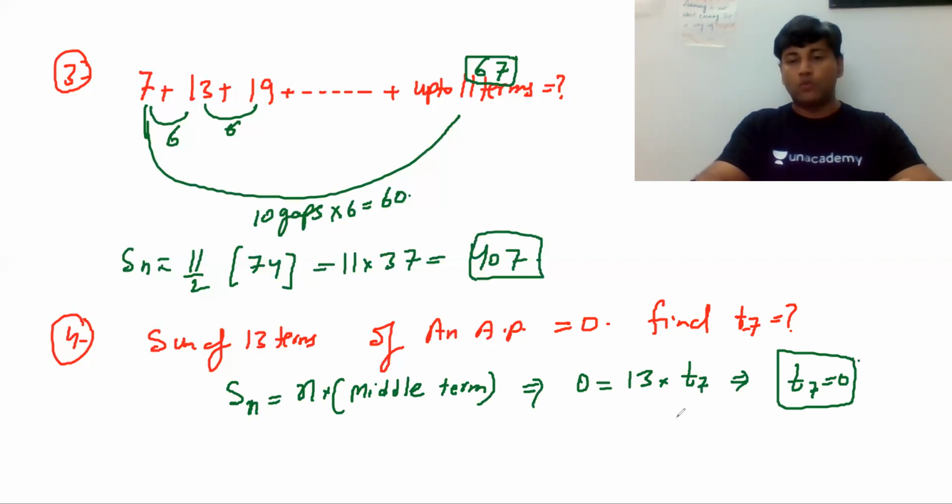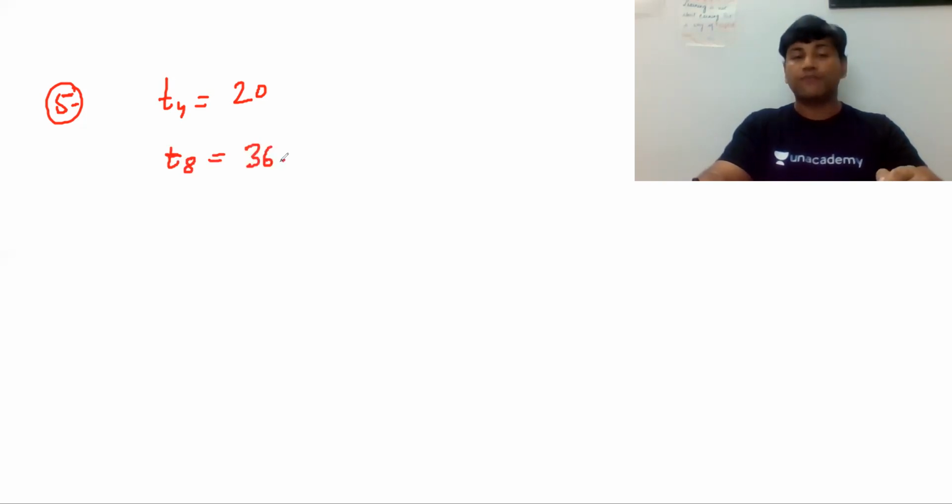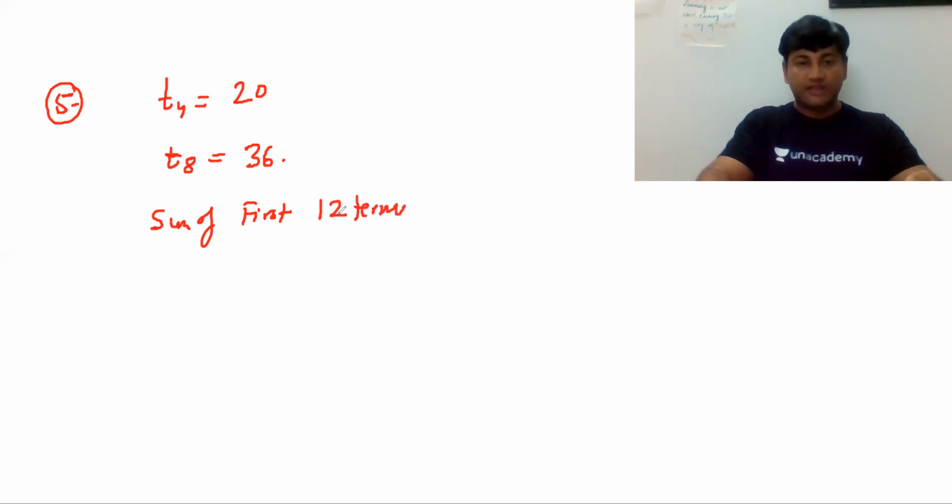Now let's do a last question for you. Now this time I am taking a question of AP only, but this time it is different. Now 4th term of an AP is given to be 20, and 8th term of an AP is given to be 36. What you have to find is, what will be the sum of first 12 terms. Okay, let's take 13. 13 will be better to understand. 13 terms of this AP.